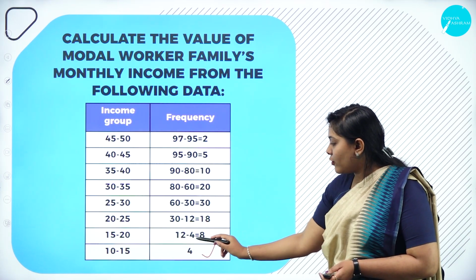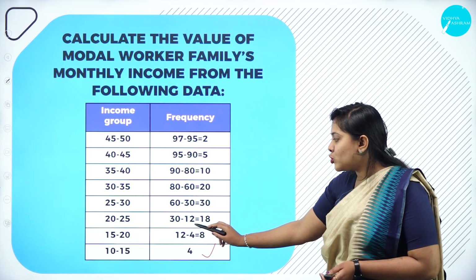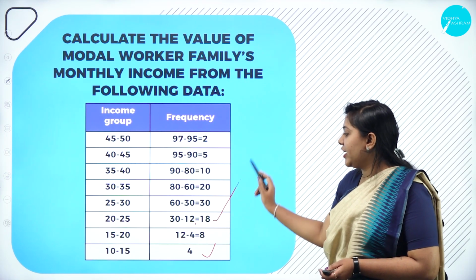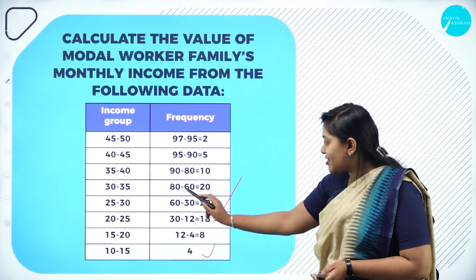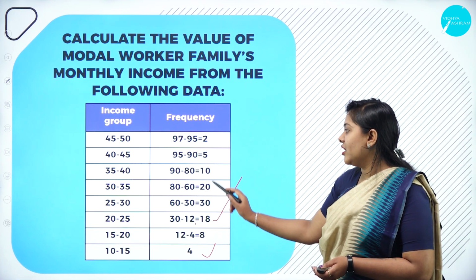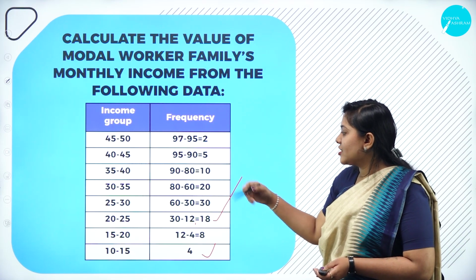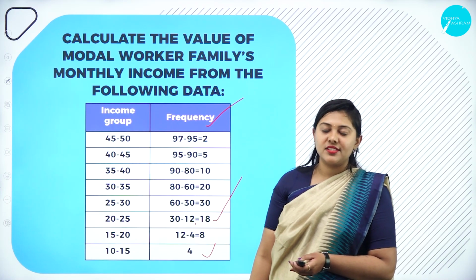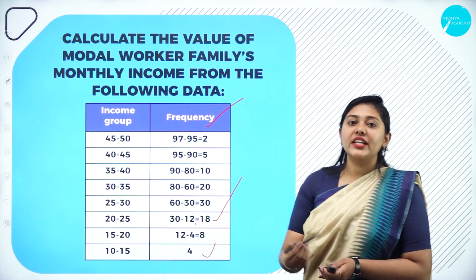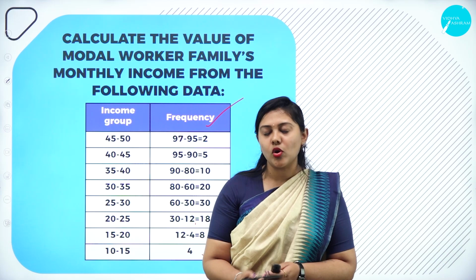So 12 minus 4 is 8, 30 minus 12 is 18, 60 minus 30 is 30, 80 minus 60 is 20. So by subtracting the cumulative values, we get the frequency. With the help of this data, let us substitute the values and solve the problem.